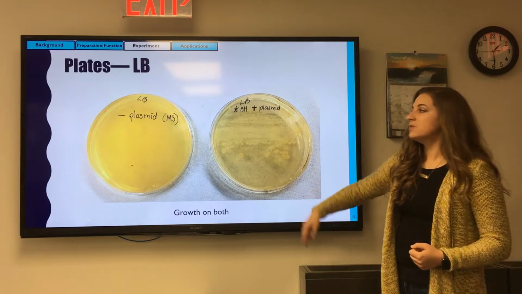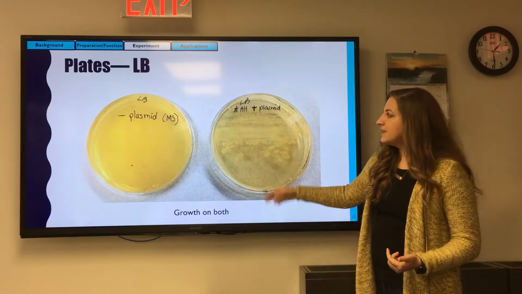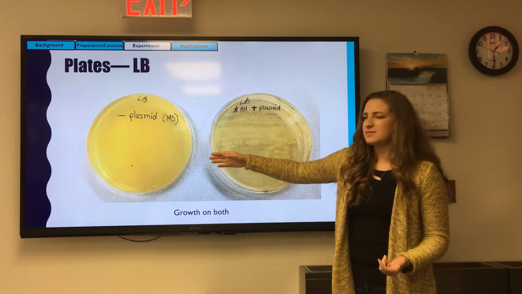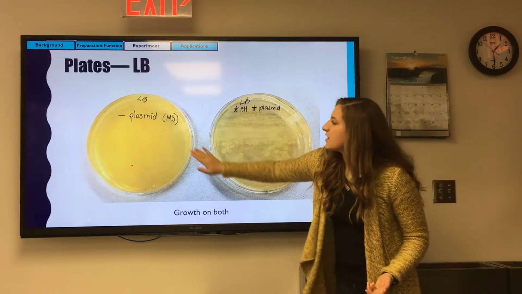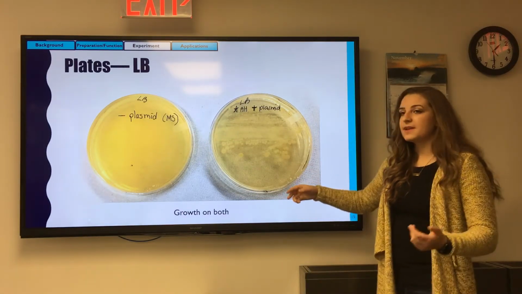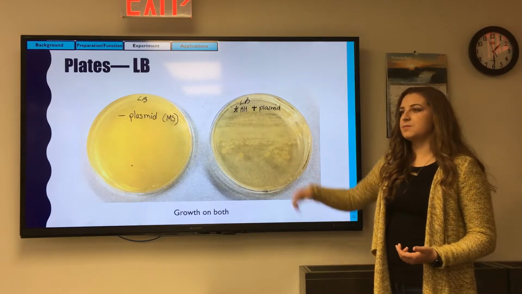Here are plates 1 and 2. As you can see, there is growth on both plates. There's also growth on this negative plasmid plate. It's hard to see, but it covers the entire plate in a bacterial lawn. And we expect that because the only thing in it is broth to provide nutrients.